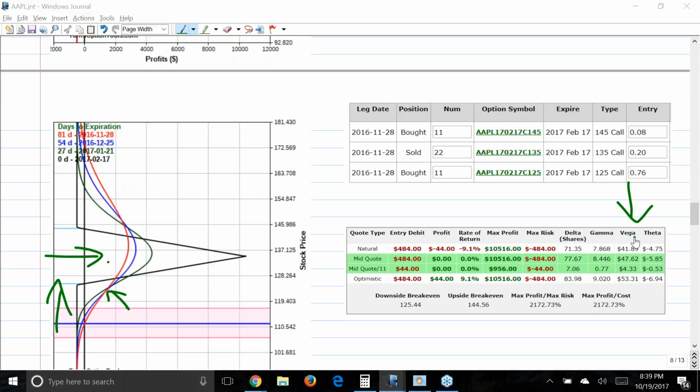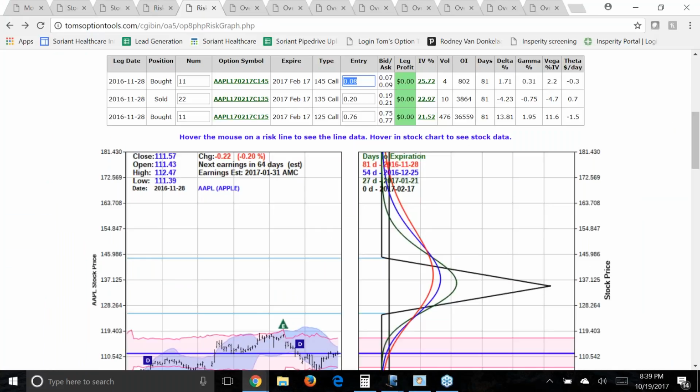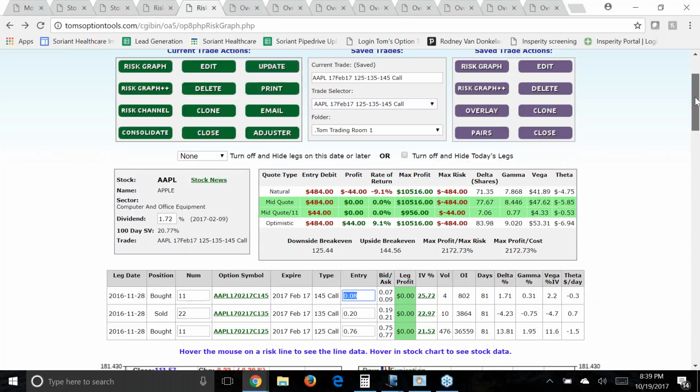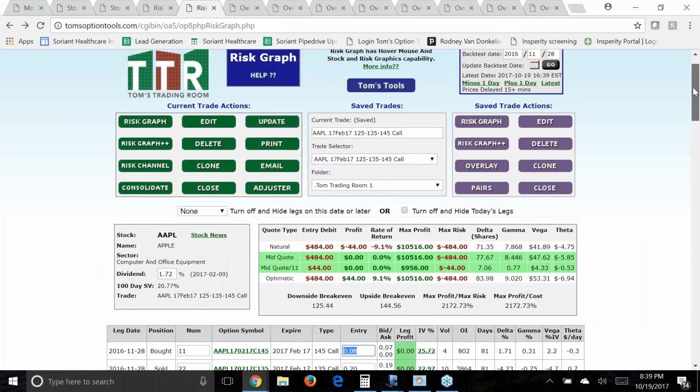So all those pieces work together, but the only way really to prove to you that this is a good strategy versus a call or a call spread, in this case I'm just going to compare it to a call.